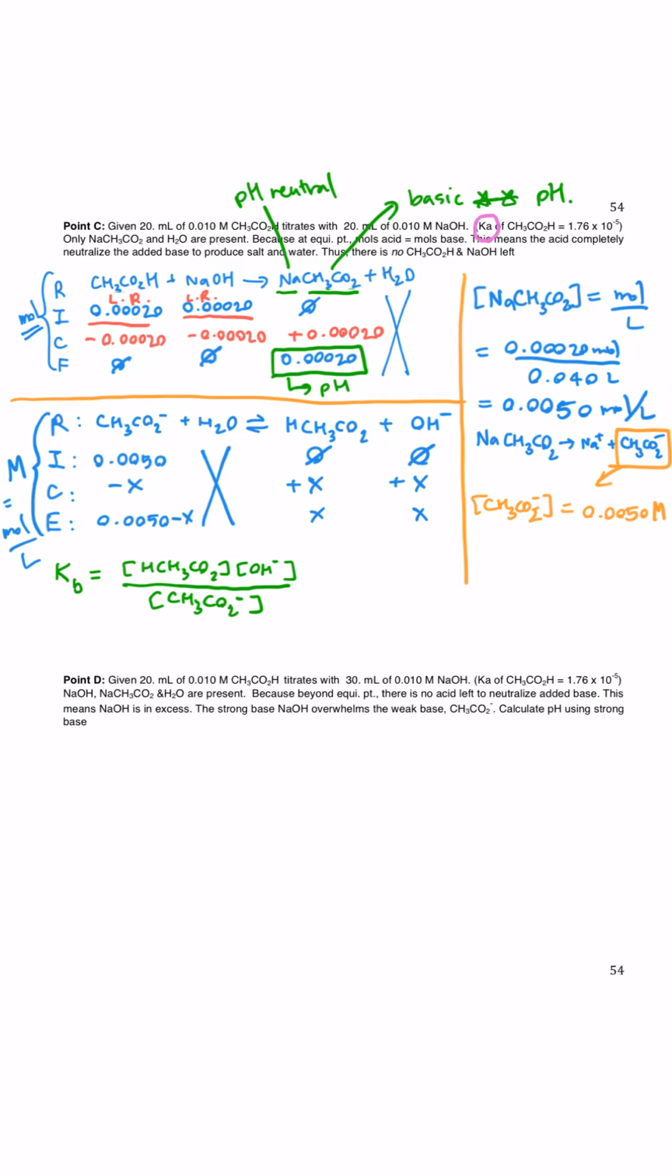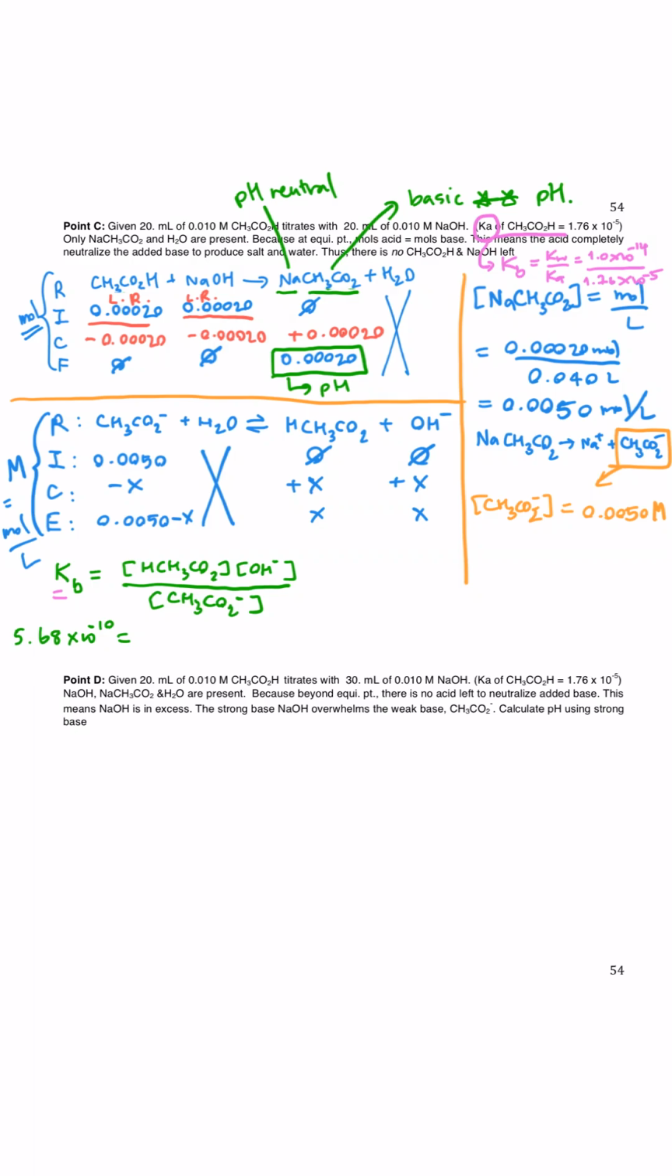However, the problem gives us the Ka value of its conjugate acid. Therefore, you will need to convert this Ka into Kb first in order to plug into this value right here. And the Kb would equal Kw divided by Ka. And Kw at 25 degrees Celsius is equal to 1.0 times 10 to negative 14, divided by the Ka value that is given, which is 1.76 times 10 to negative 5. You are going to get the Kb value of 5.68 times 10 to negative 10.